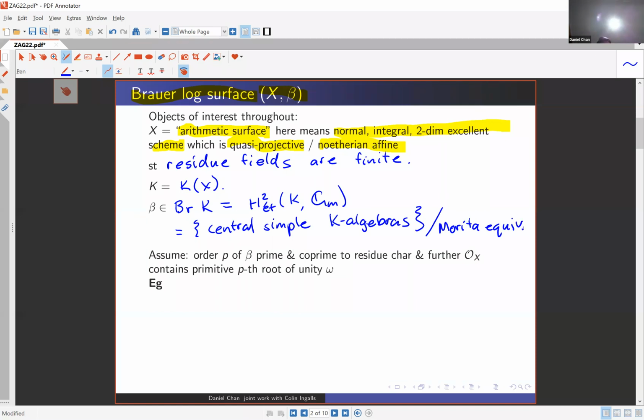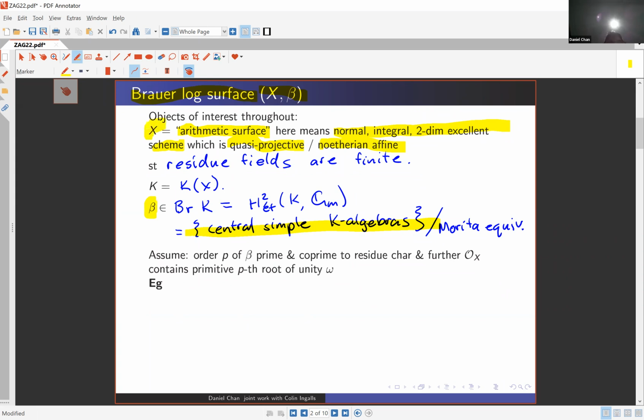Okay, so just some basic facts about this group. Firstly, it's an abelian group. And from the point of view of this second description, the multiplication here is just given by a tensor product of central simple algebras. And the other thing is it's a torsion group. So we can talk about the order of this element β here.